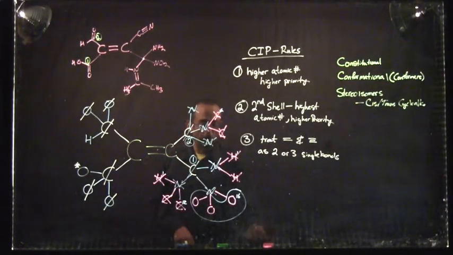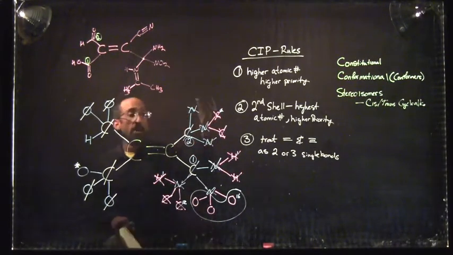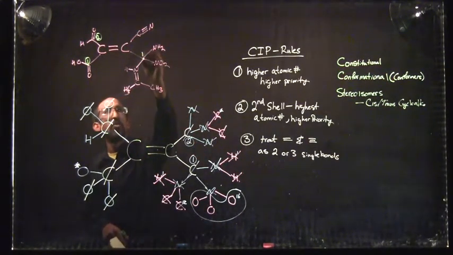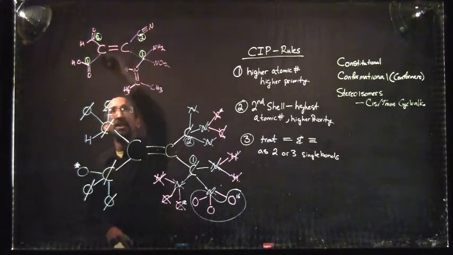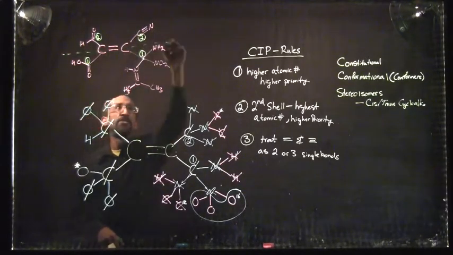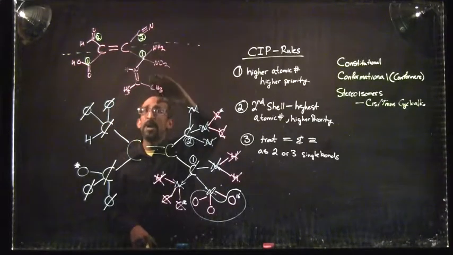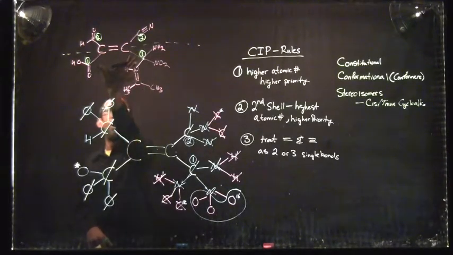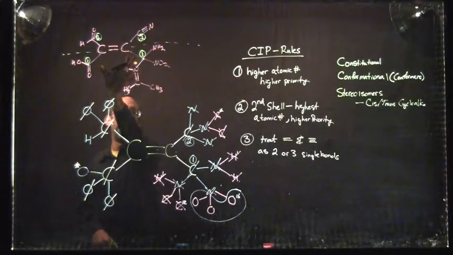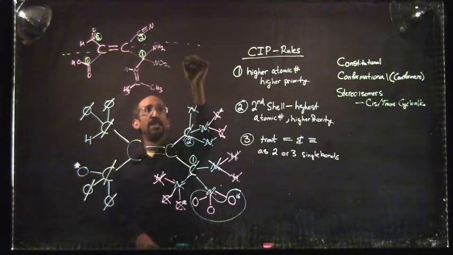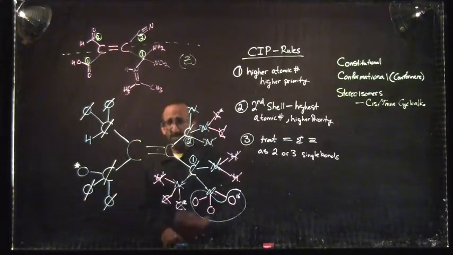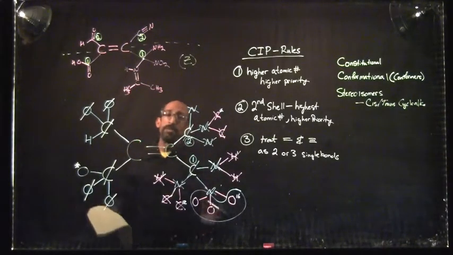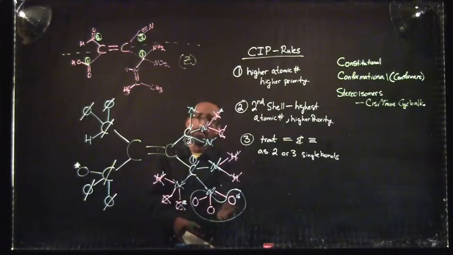So finally we can go up to our original drawing now, and we can say that this group is priority 1, this group is priority 2. If we draw our imaginary plane dividing the top half and bottom half of the molecule, we see our higher priority groups are on the same side. That makes this a Z alkene.